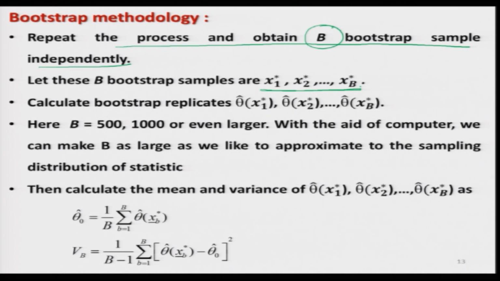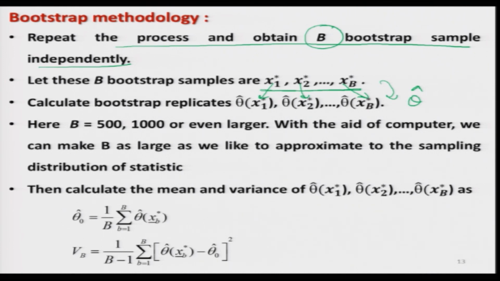Now, based on these x1 star, x2 star, up to xb star, we simply estimate theta hat. So you will have the first value of theta hat using the first sample, the second value of theta hat using the second sample, and the capital Bth value of theta hat using the capital Bth sample, right. So now I have theta 1 hat, theta 2 hat, up to theta b hat.